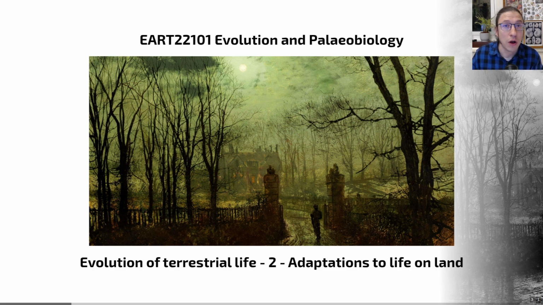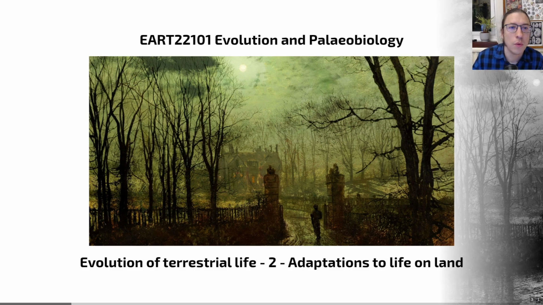So those groups are the arthropods. We've met them in previous videos on this course. That's a group that includes the insects, the arachnids, and the myriapods, that's millipedes and centipedes in terms of land animals. We're going to be looking at the terrestrial vertebrates, and we're going to be looking at plants.